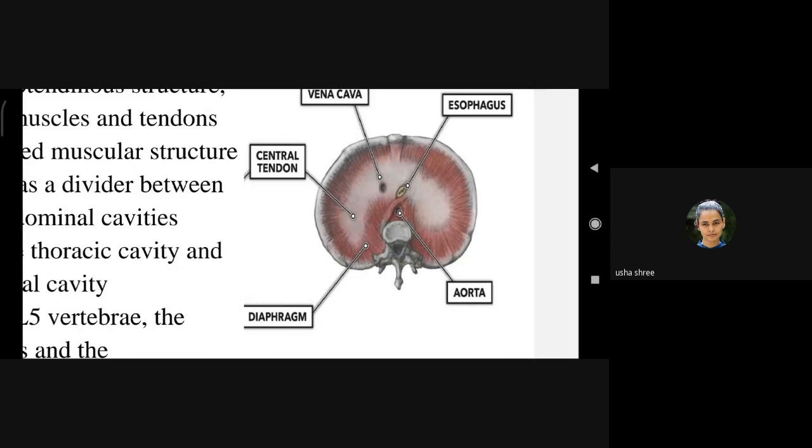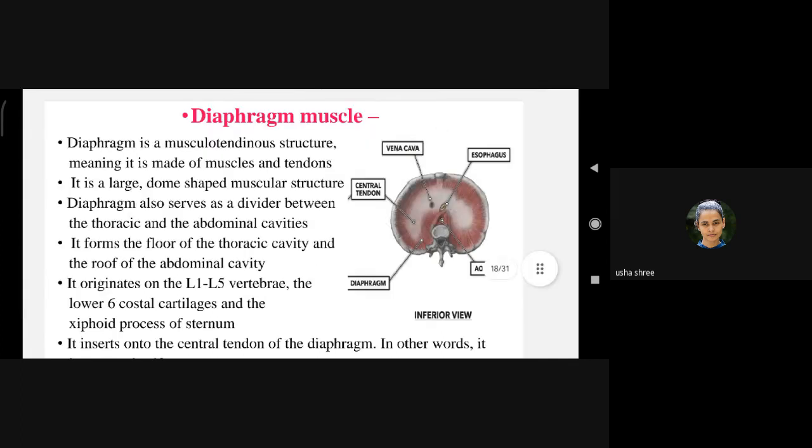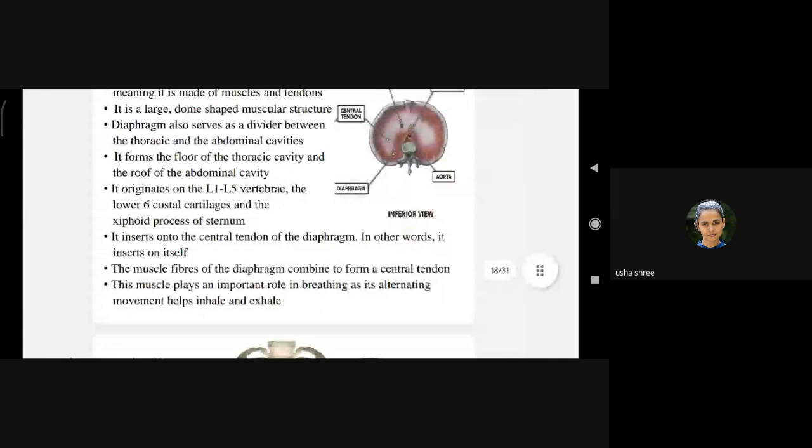Okay, so the central part that is white colored, you can see here, that is the central tendon. The center part of the diaphragm, you can see here, that is white colored. So that white color is tendon, the central tendon, where the diaphragm is inserting itself, right? So this is all about the diaphragm. The muscle fibers of the diaphragm combine to form a central tendon. This muscle plays an important role in breathing, as its alternating movement helps to inhale and exhale.